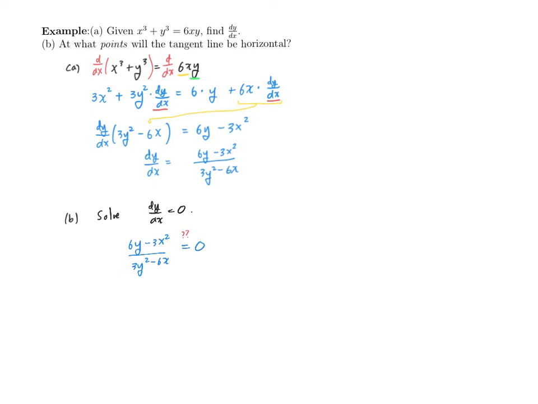Well, a fraction is equal to 0 precisely when its numerator is 0. So in this case, that would mean 6y is 3x squared, or state it maybe a bit more conveniently, y is equal to 1/2 x squared. And let me be very clear, this is just the starting point.